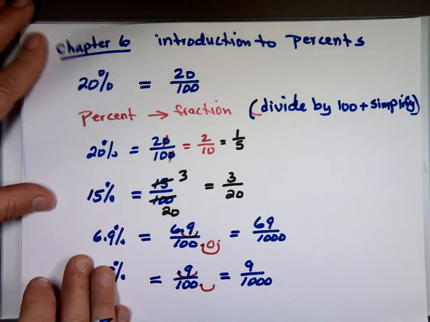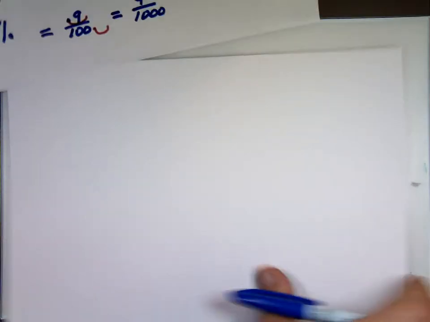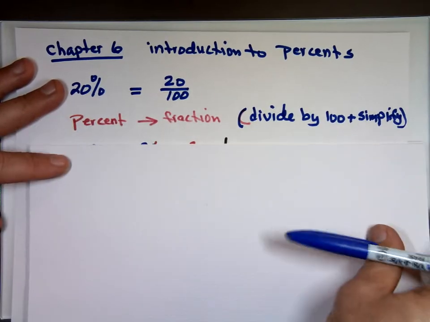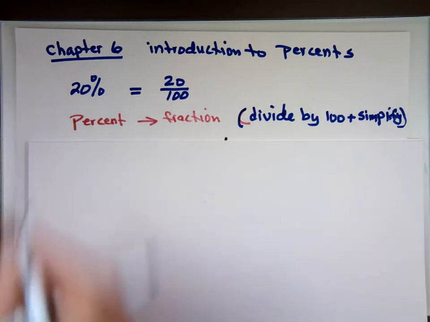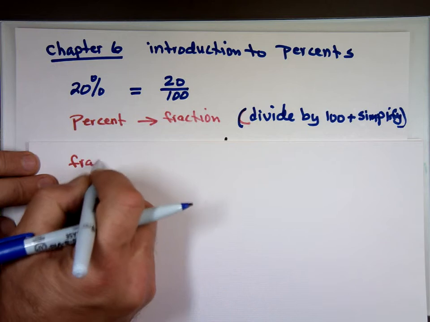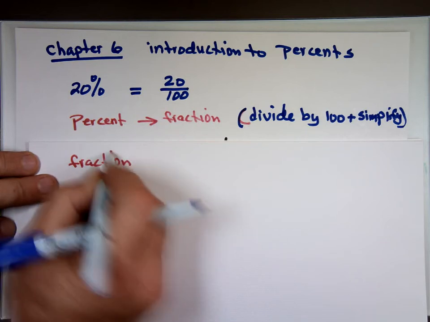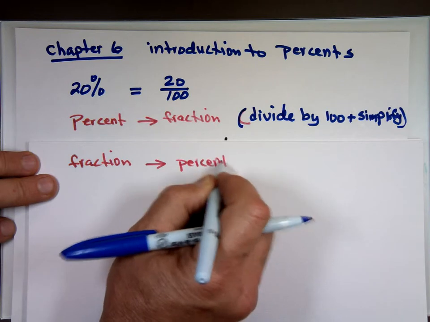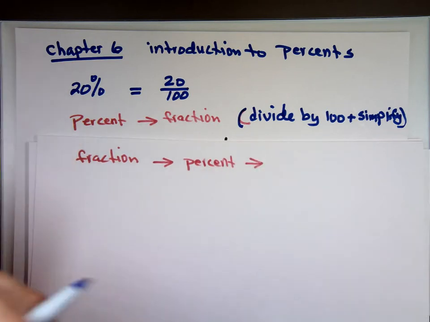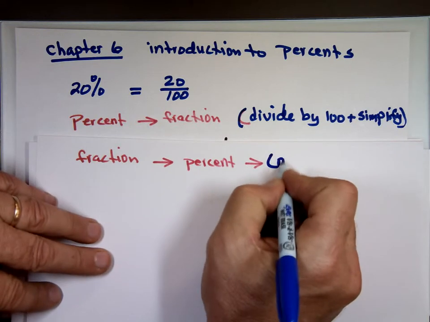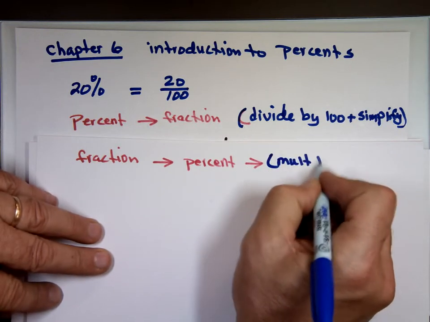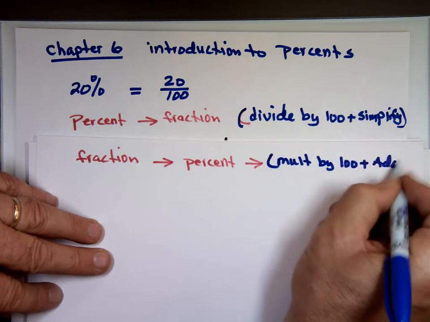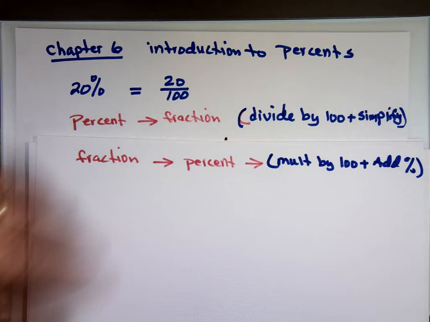Now, to go from fraction to percent is going to be the opposite. Fraction to percent. What are we going to do? Multiply by 100. And add the percent sign, right? Because the other one we drop the percent sign.